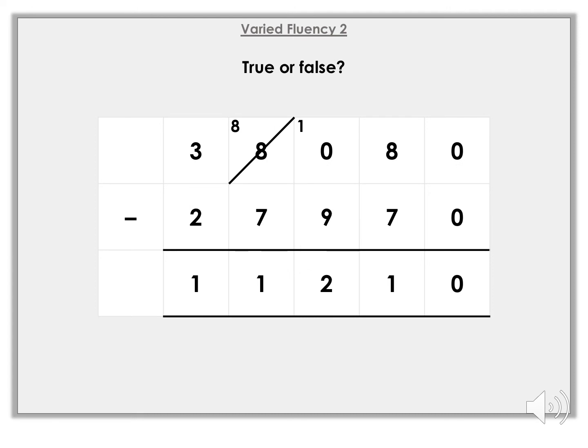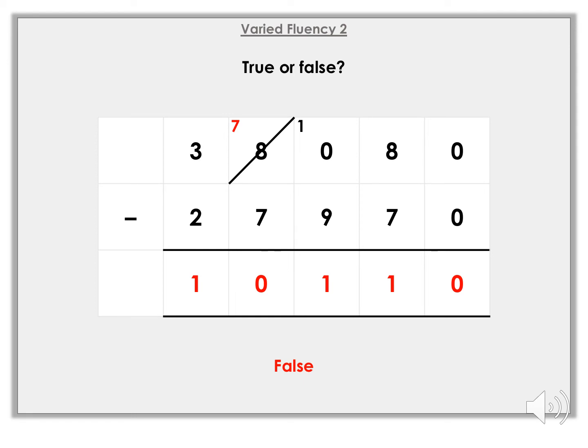I've got true or false. So the first thing I would do, I wouldn't even worry looking at this laid out. I would just write the sum out again in a column subtraction and work it out myself. So I've got 38,080 subtract 27,970. If I work this out, 0 subtract 0 is 0. 8 subtract 7 is 1.